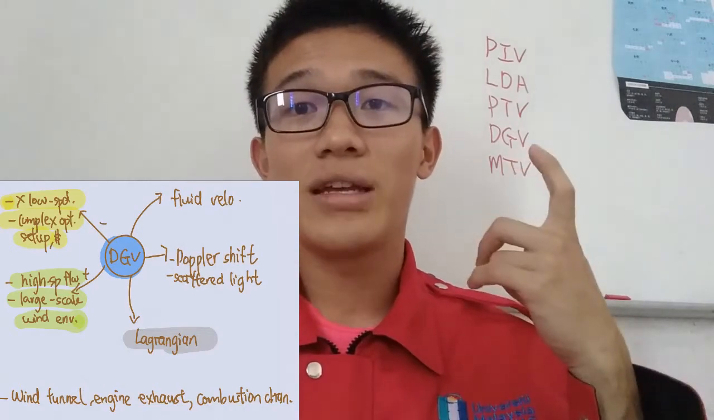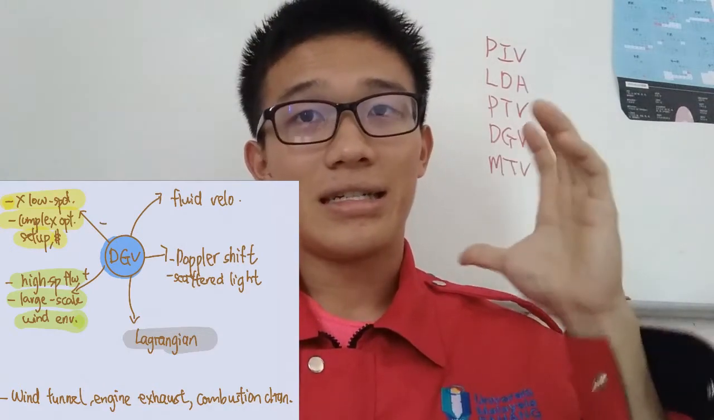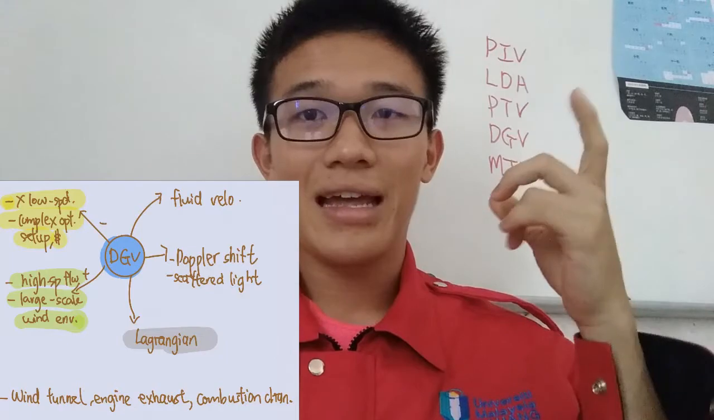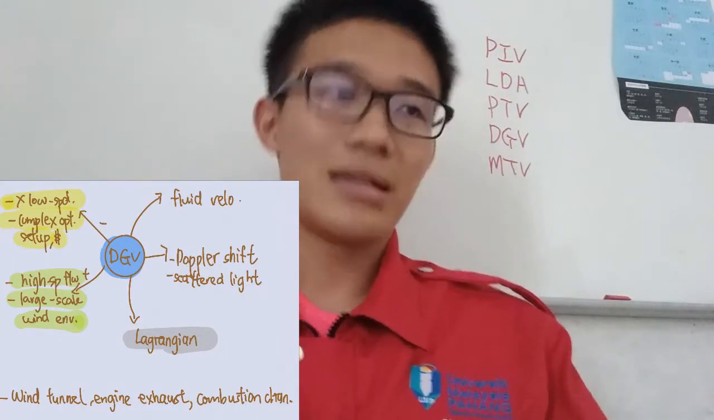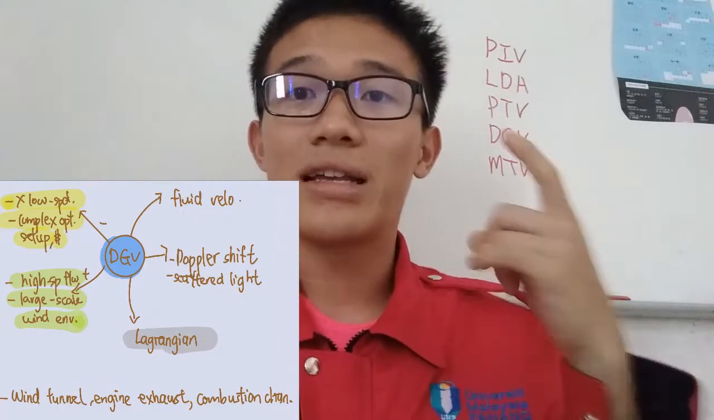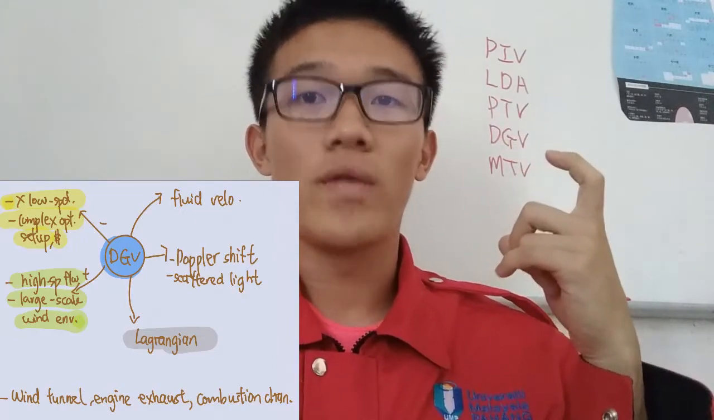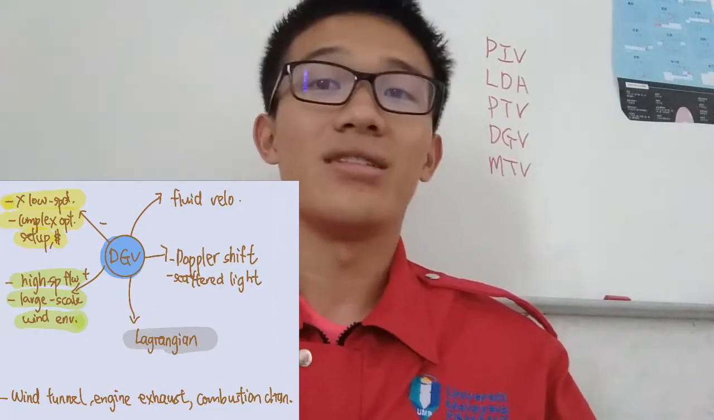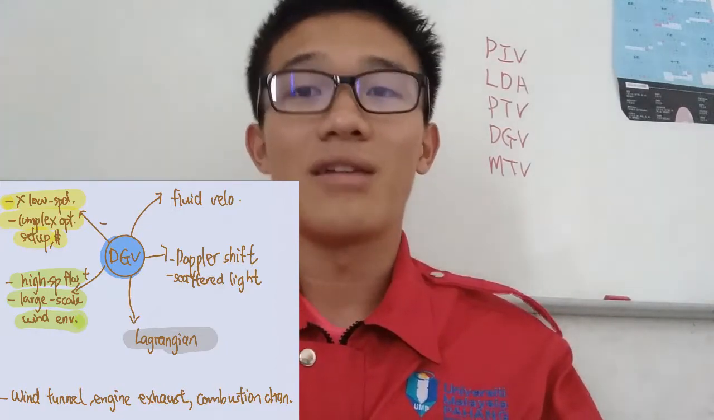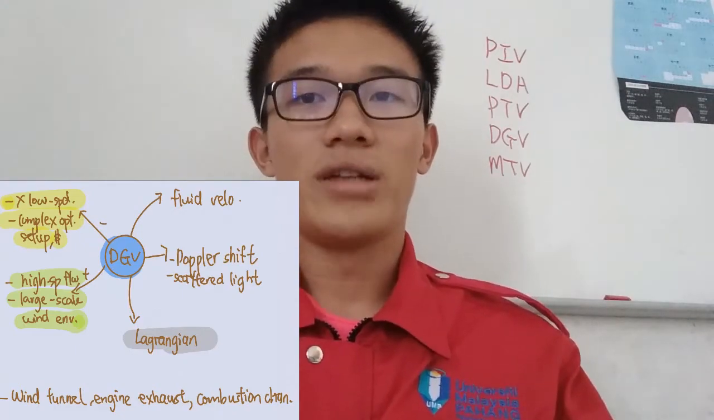The DGV is generally the same as the LDA and uses the Doppler shift technique, but it has the advantage that it can be used in very high speed flow and in large scale wind environments, like a large wind tunnel.